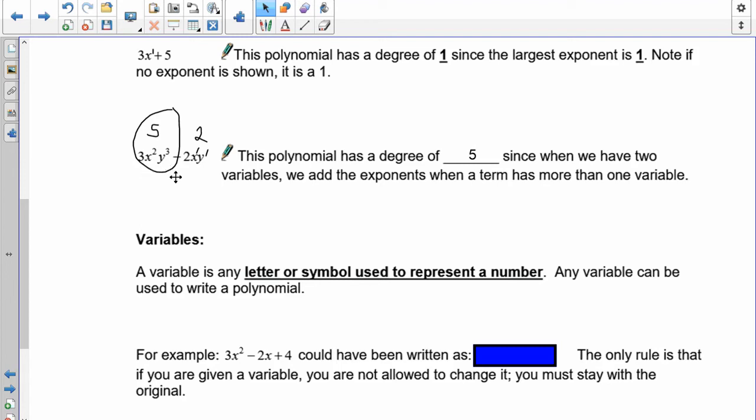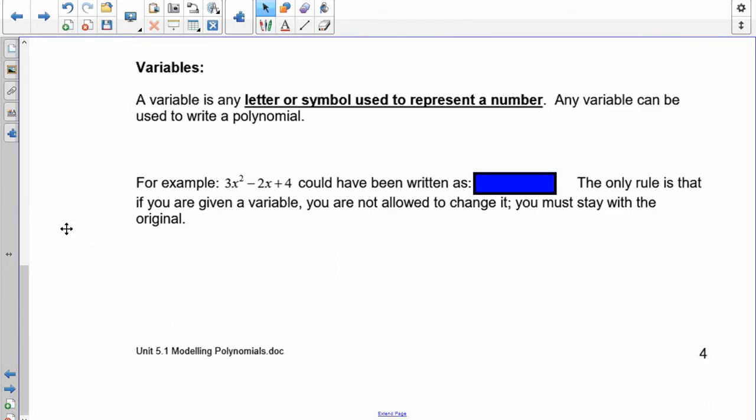Now this x here and this x here are the same number. So if I said that x equals 5, this would be 5 squared, and this would be 5 to the power of 1, or just 5. For example, go down here. You could take a look at this. This is 3x squared minus 2x plus 4.